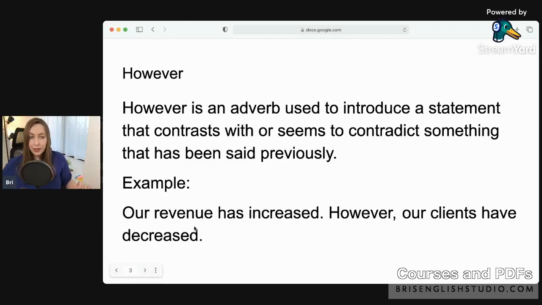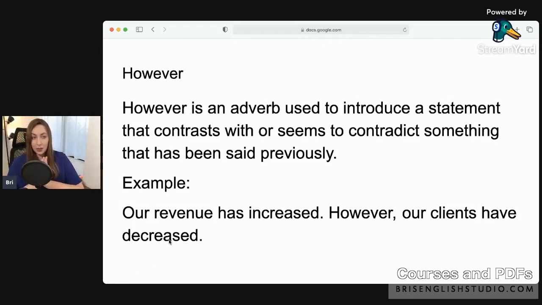Okay, let's take a look at the example. Our revenue has increased. Ooh, our revenue has increased. That is a good thing. Our next sentence has a contradiction. However, our clients have decreased. Okay, so here we started the sentence with however.